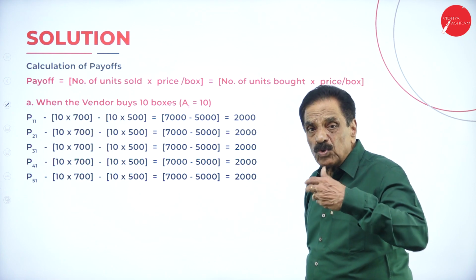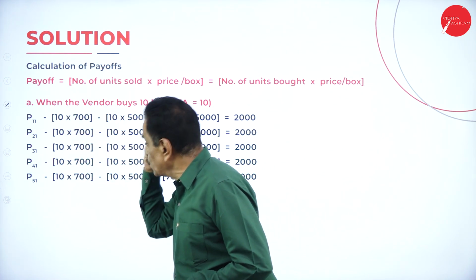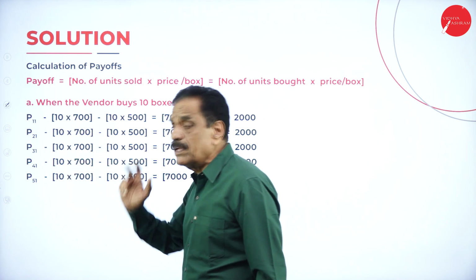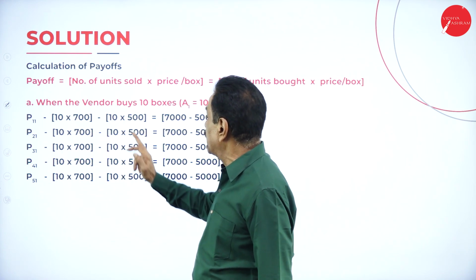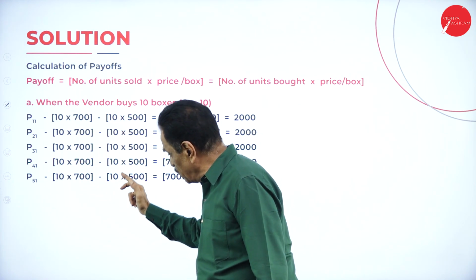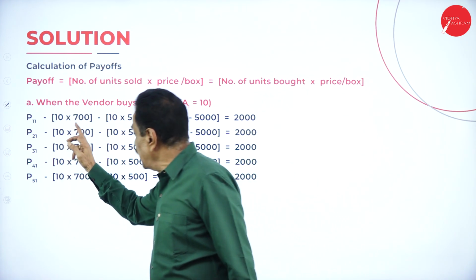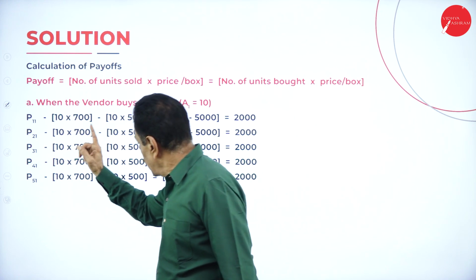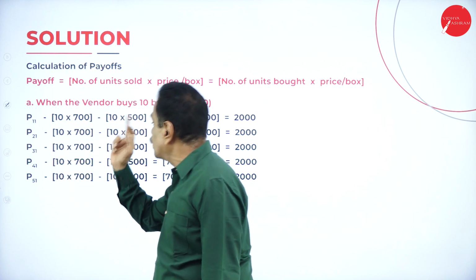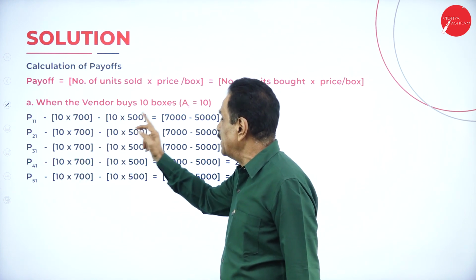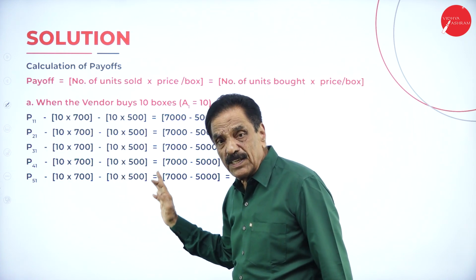When they sold 12 boxes, 10 into 700, 11 into 700, 12 into 700. Here 12 into 500, you have to write. When they sold 13 boxes, then 10 into 700, 11 into 700, 12 into 700, 13 into 700. Here 13 into 500, repeated for each.